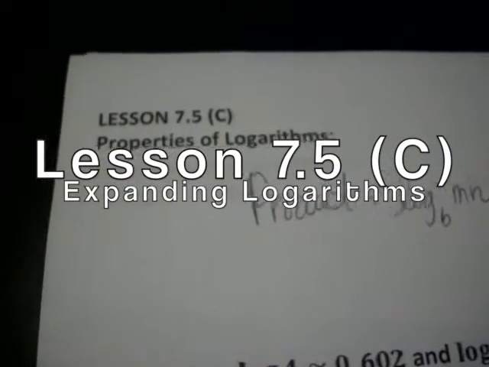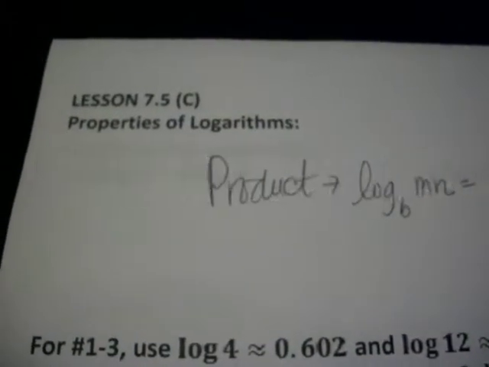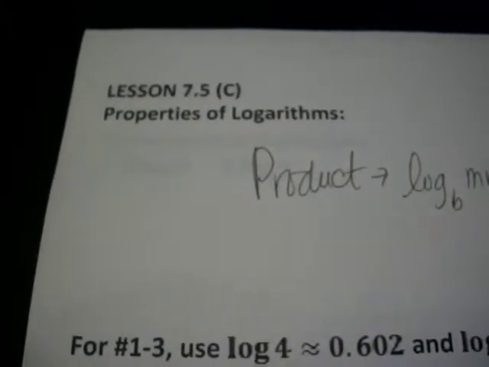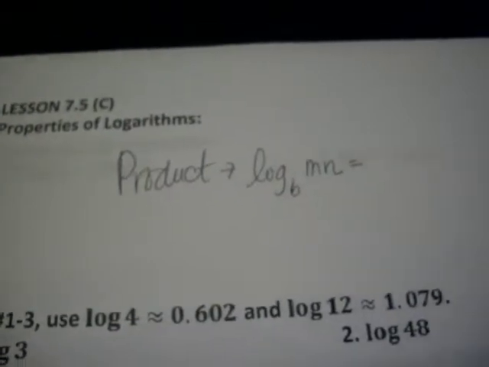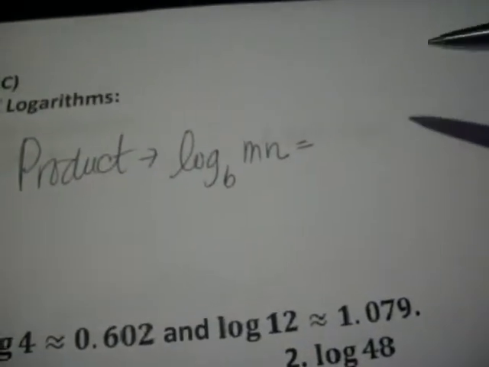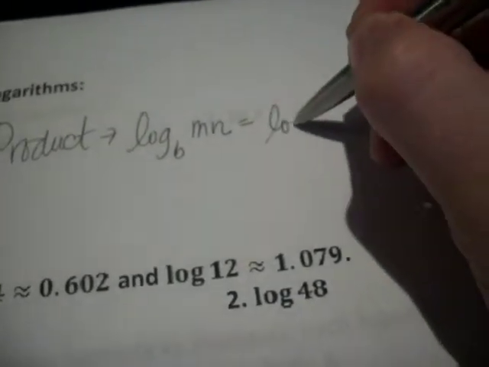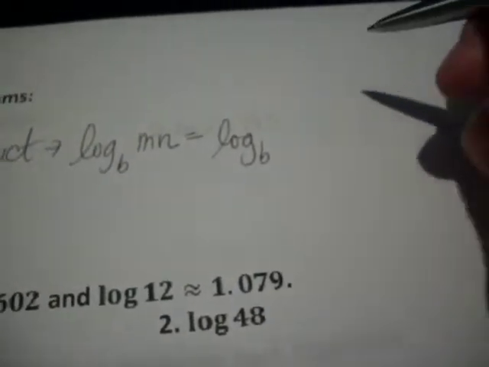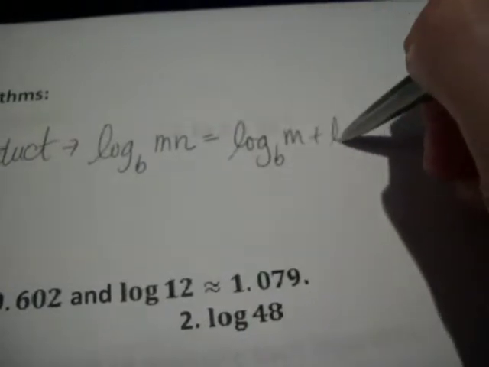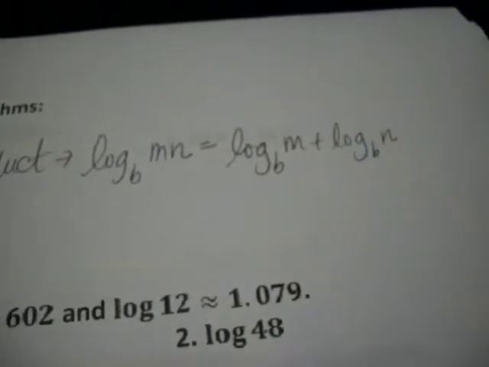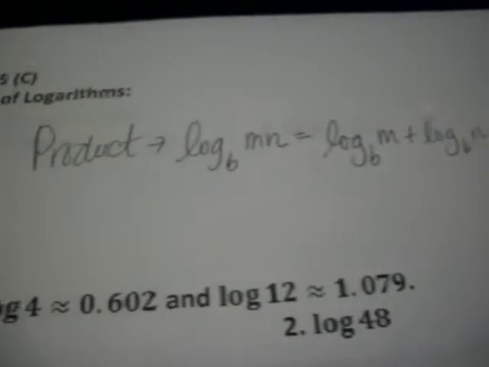Okay. I had to restart this one because it was blurry, but here's the properties. First is the product property, which says log base b of m times n, and you can separate the log base b of m and n, and you can turn this into addition. So that's your first property.